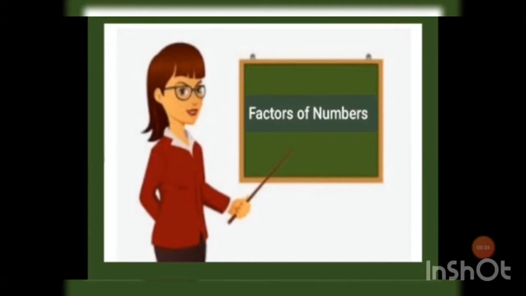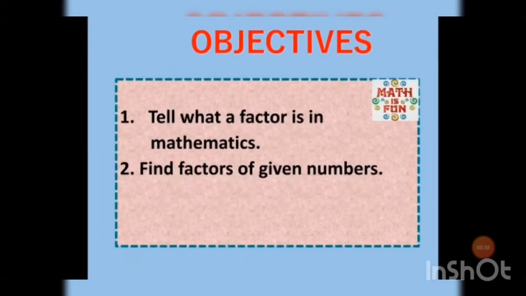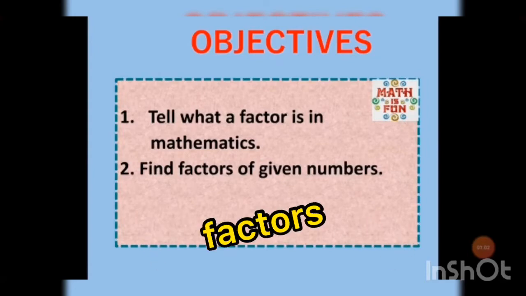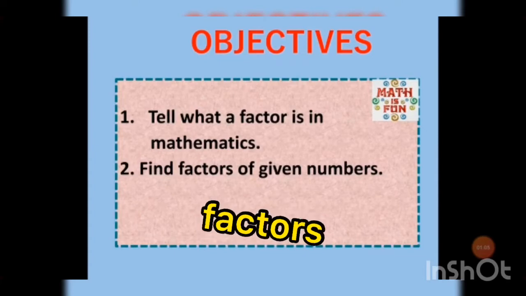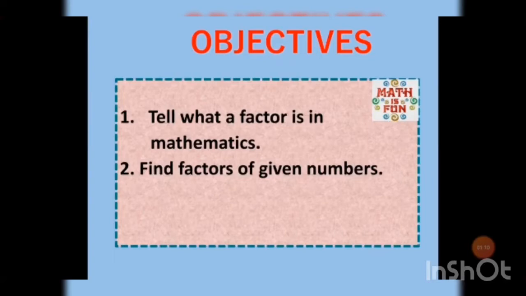So let's get started. First of all, let's talk about the objectives, what we stand to gain in today's math class. Two things are sure. One, at the end of this class, you'll be able to tell what a factor is in mathematics. And you'll be able to find factors of given numbers. So for instance, if I give you number 7 or number 6 and ask you to find the factors of these numbers, you will be able to find them at the end of today's lesson, okay?